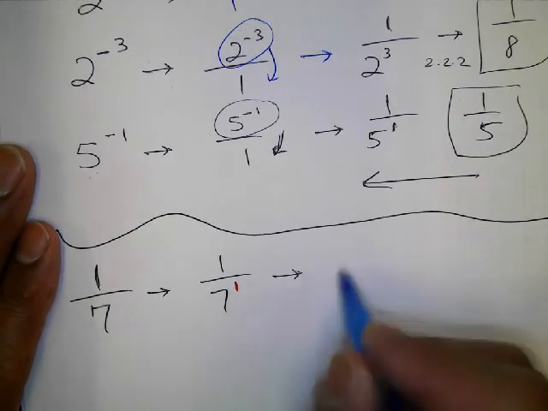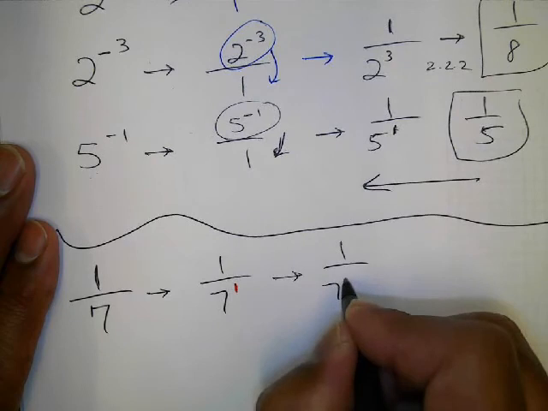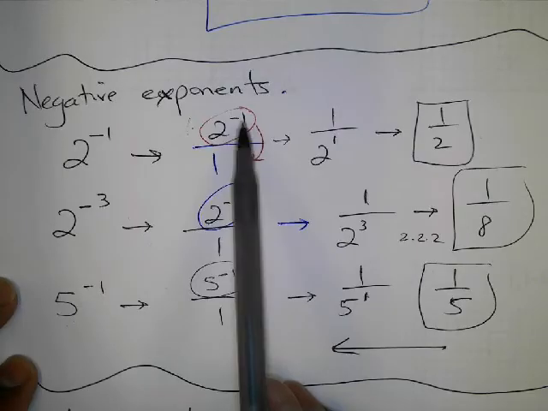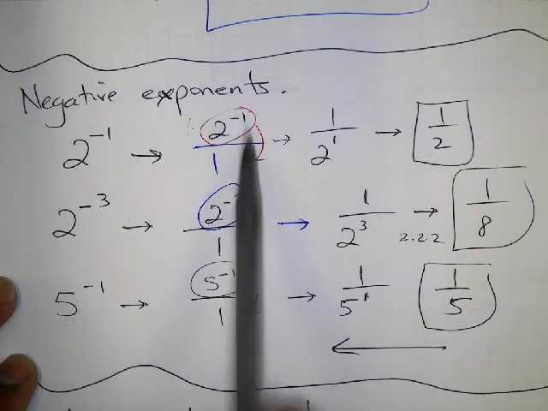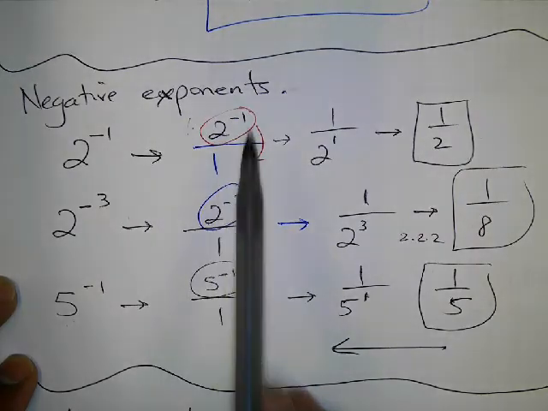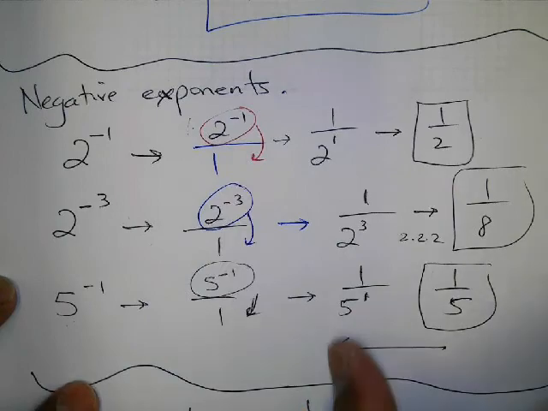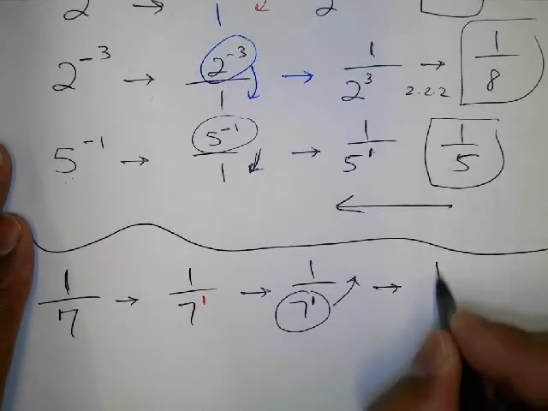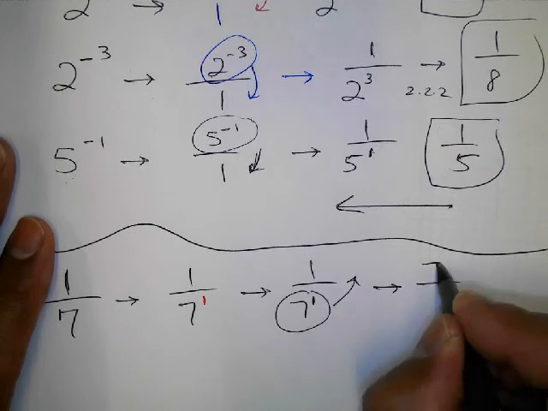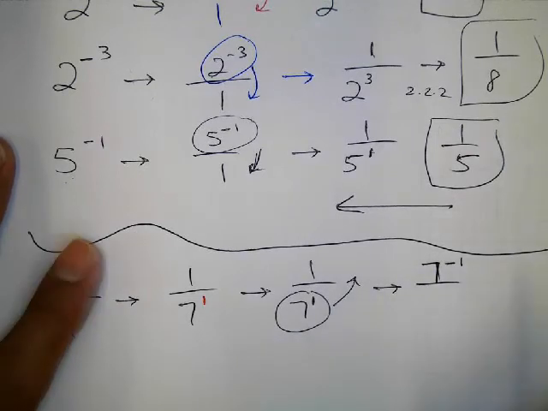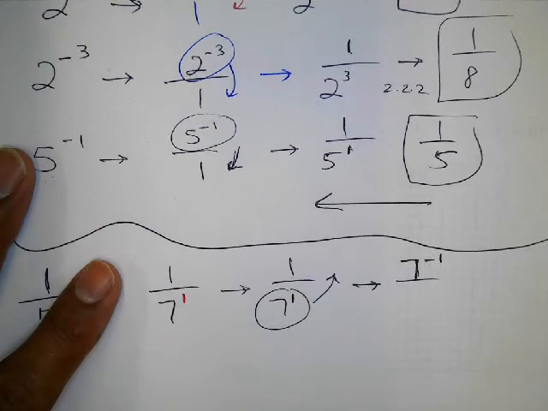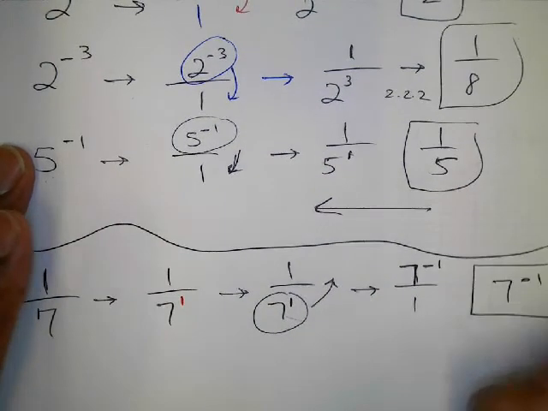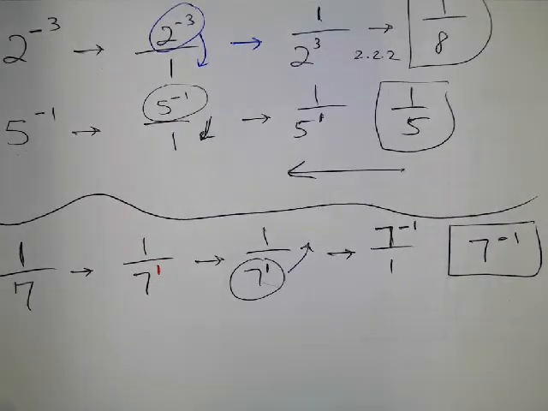And now this can move up, right? I'll just do an extra step. This moves up. But again, remember, when you have an exponent and you move it from the numerator to the denominator, it changes sign. So in this case, this one's positive. When I move it up, guess what's going to happen? It'll be 7 to the power of negative 1 over 1. Well, that's just 7 to the power of negative 1.